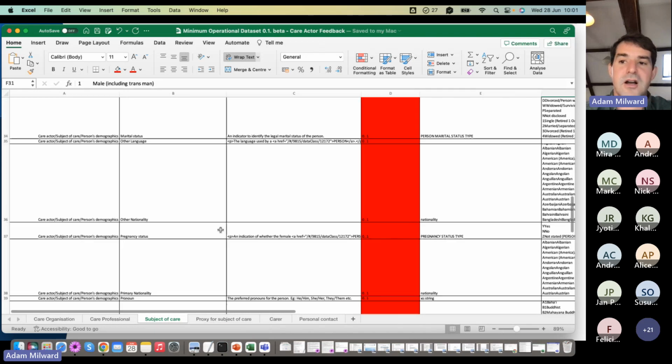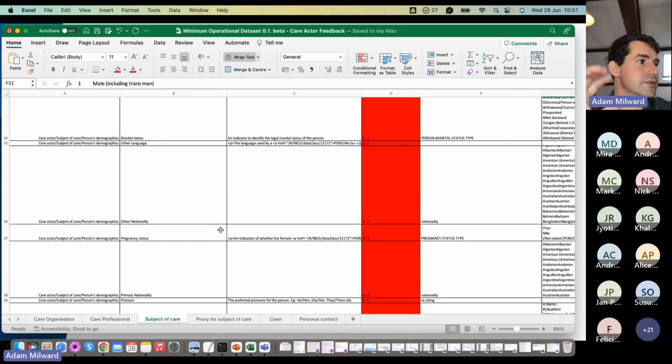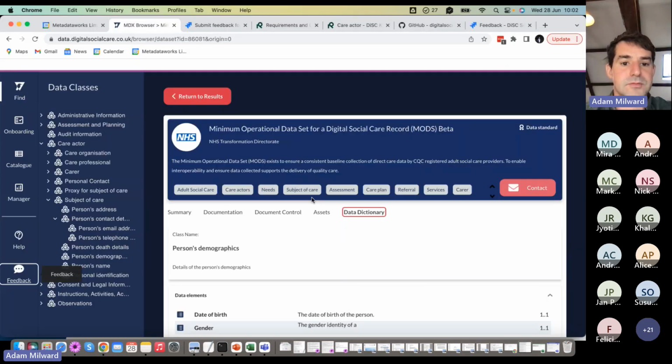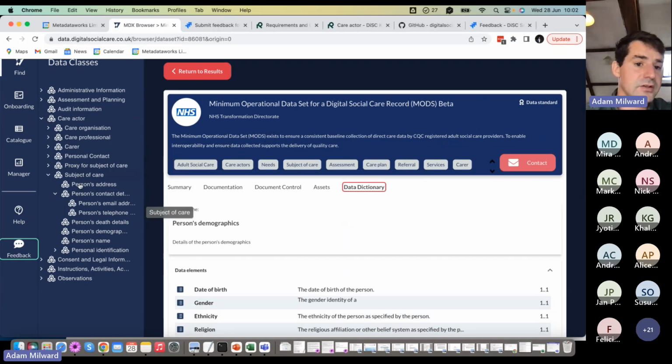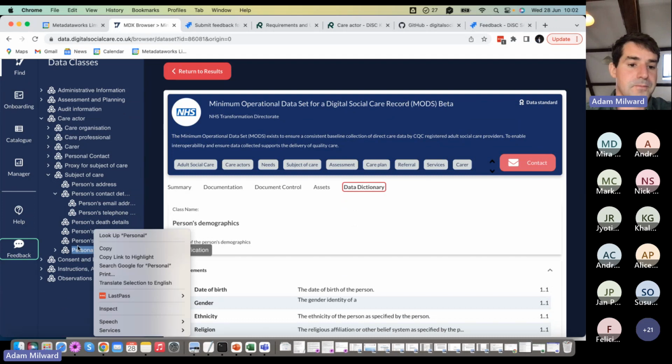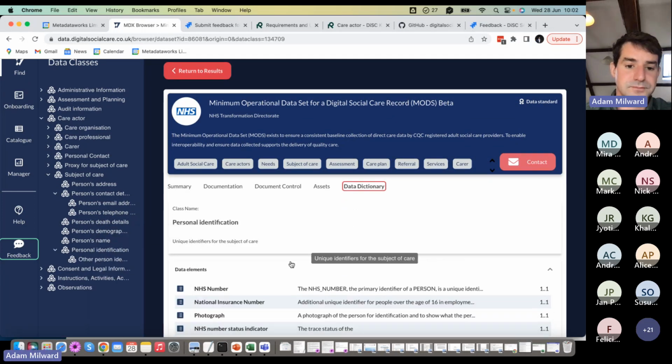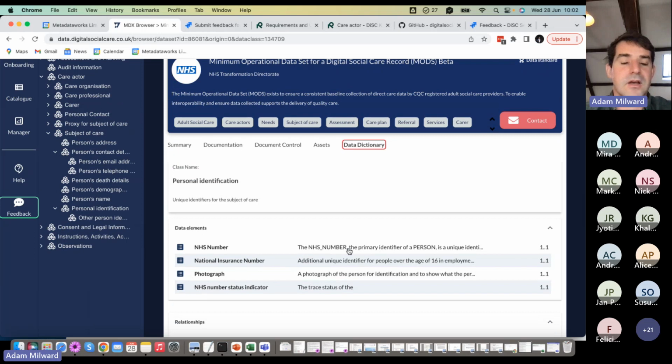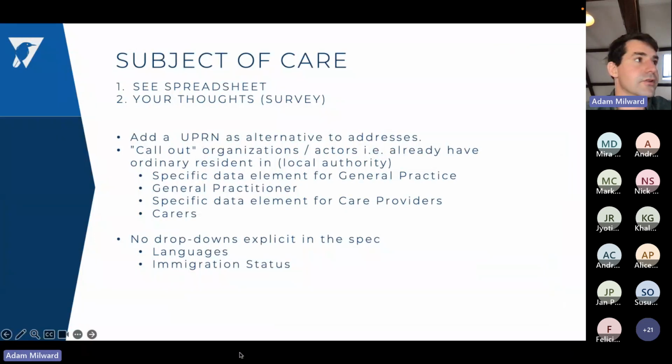I don't think we've got time on the call now to go through the specification in detail. As I said, you can download the information from Data.Digital Social Care. You can also go in and explore the specifications within the tool. I'll just quickly go through the feedback that we've had for each of these sections.